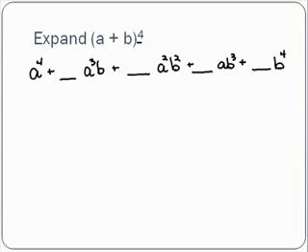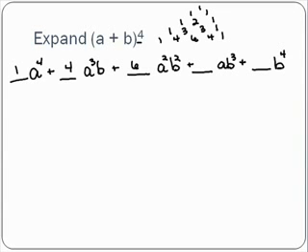Now the coefficients, if you go back to Pascal's triangle, you would see that the 4th row, the coefficients are 1, 4, 6, 4, 1. So I have to start way over here. So 1, 4, 6, 4, 1.